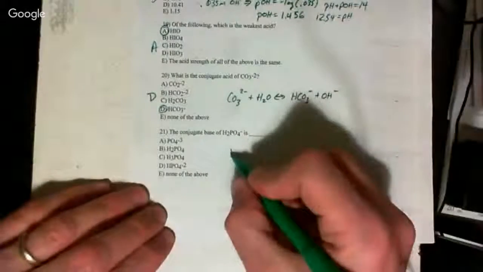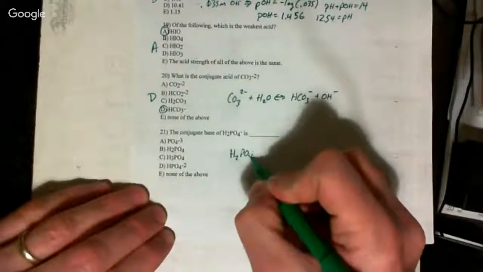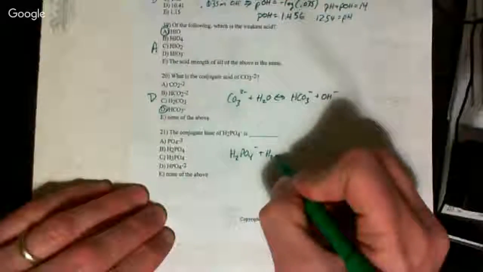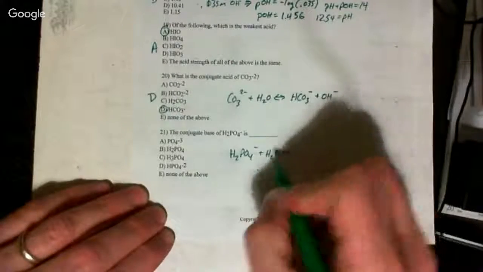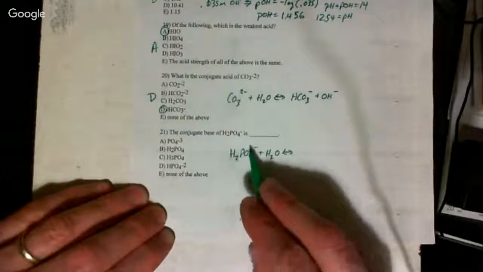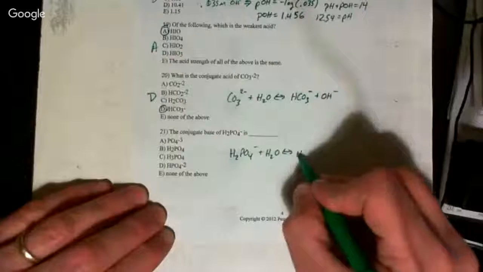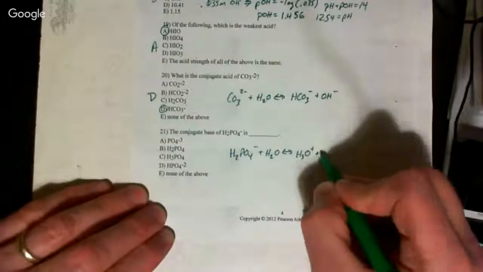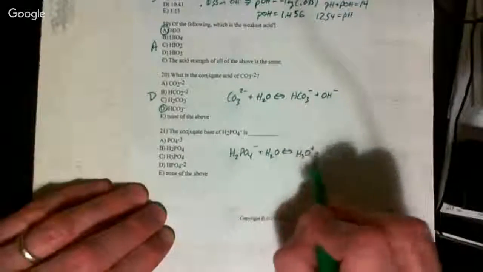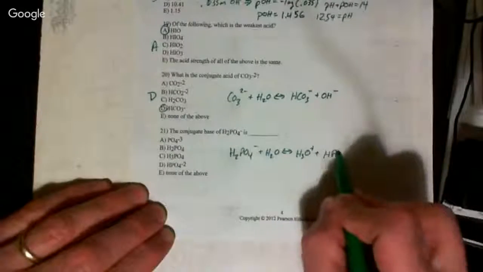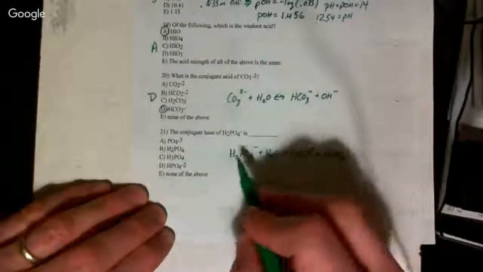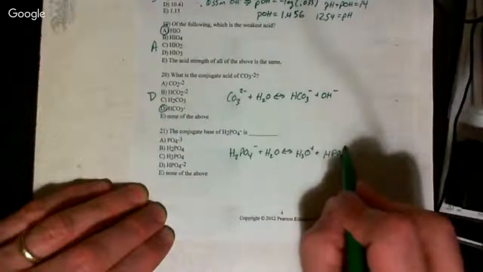The conjugate base of H2PO4-. So we want to think about H2PO4- now acting as an acid because we want to find its conjugate base. So acids donate protons. So I'm going to form a hydronium. And what's going to be left when I peel an H off of this? It's going to be HPO4. And if I've lost an H, I'm now going to be at 2-. And so that corresponds to answer D for 21.